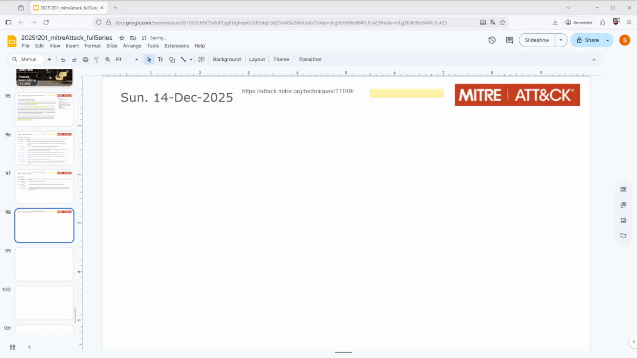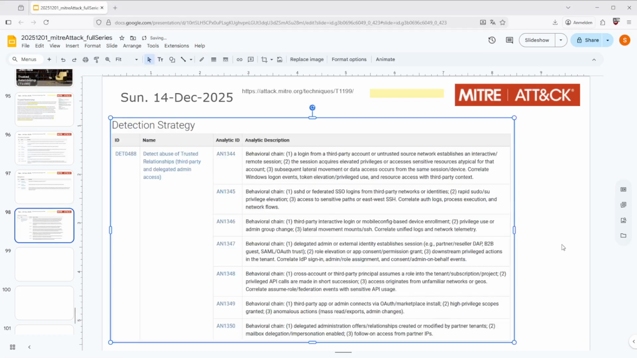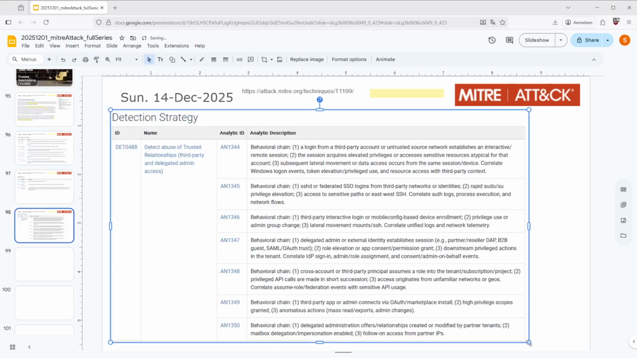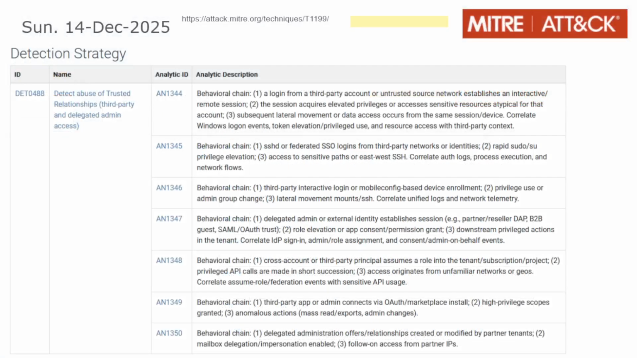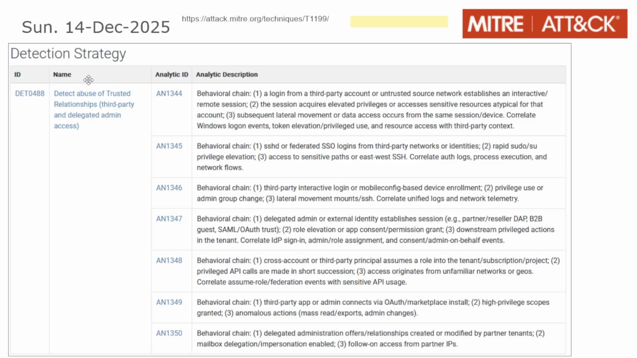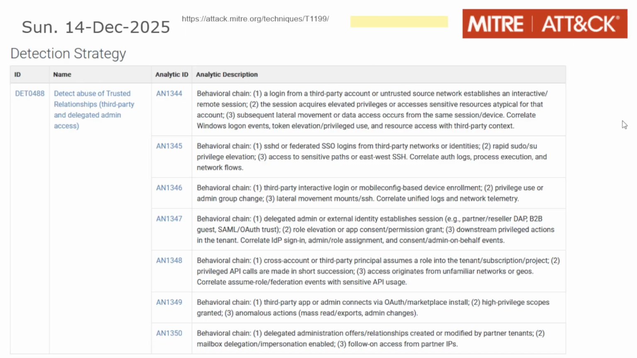And now let's take a look at detection strategy. So that is a lot to read. Let's see if we want to dig into that depth here, or if it's enough to just have a little bit of an overview. But let's see. So detect abuse of trusted relationships. So again, detection strategy is in case you have logging and monitoring in place. You have a SOC, a SIEM system, EDR. That way you can detect stuff.